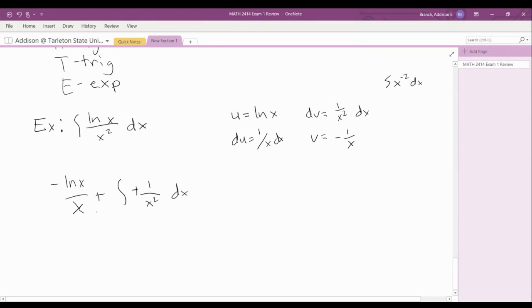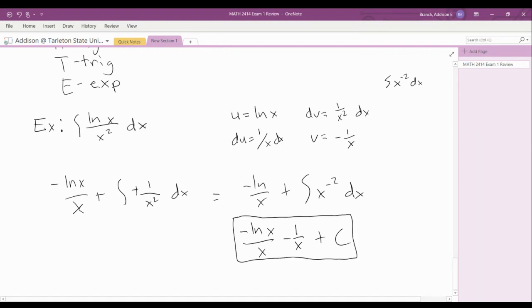I'm just going to go ahead and take care of that double negative. So we're going to integrate x to the negative 2 again, which we already said was negative 1 over x. So we're going to be getting negative natural log of x over x minus 1 over x plus C. Does anyone have any questions about integration by parts?